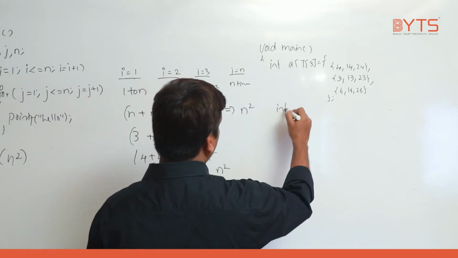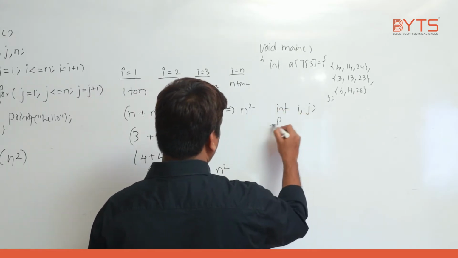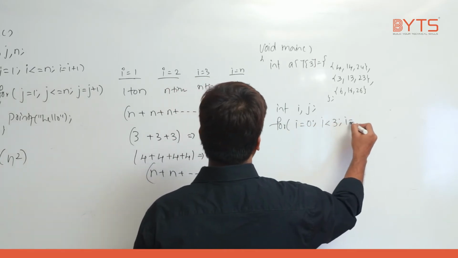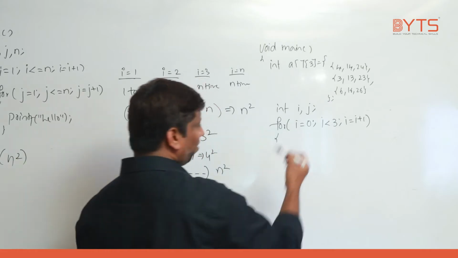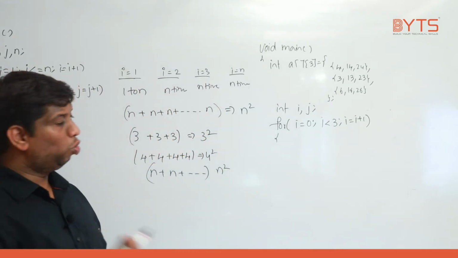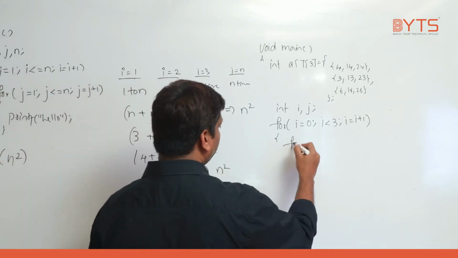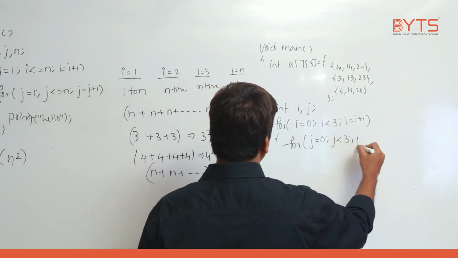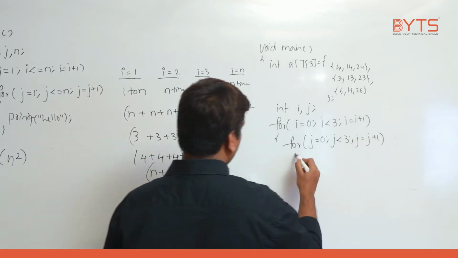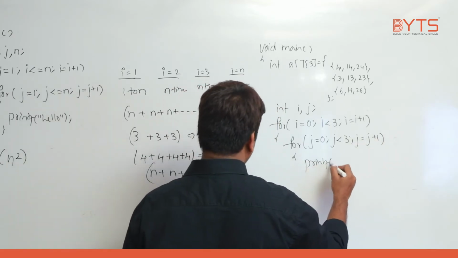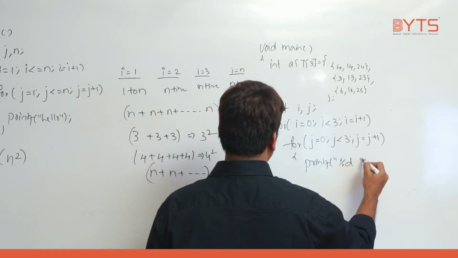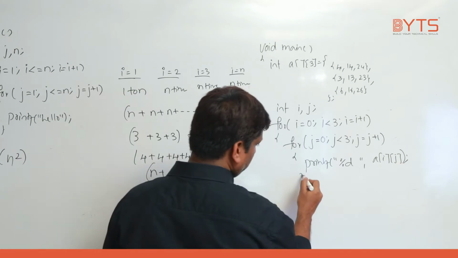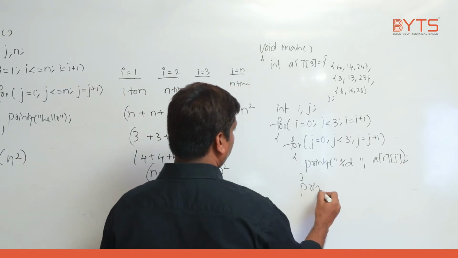Next, what will I do? Int i, j. For i equal to 0, i less than 3, i equal to i plus 1. What will be the value of i? 0, 1, 2, loop repeated 3 times. Similarly, for j equal to 0, j less than 3, j equal to j plus 1. Then what can I do here? Printf percent d space a of i j. And if you want a new line also, you can print a new line.